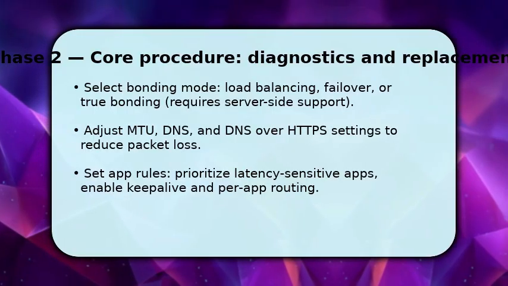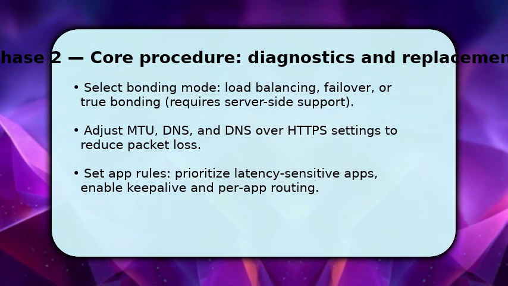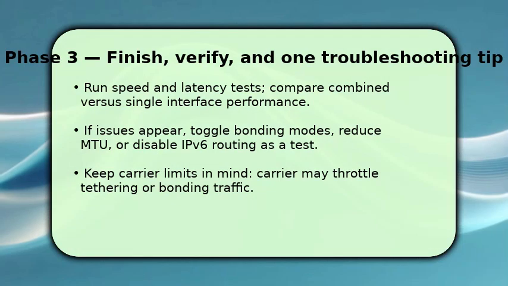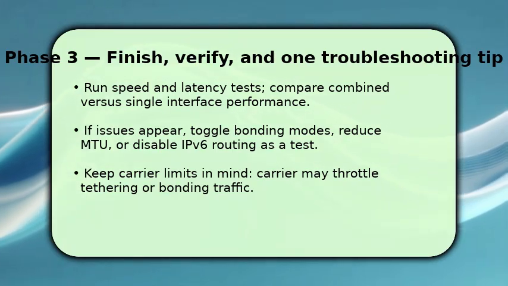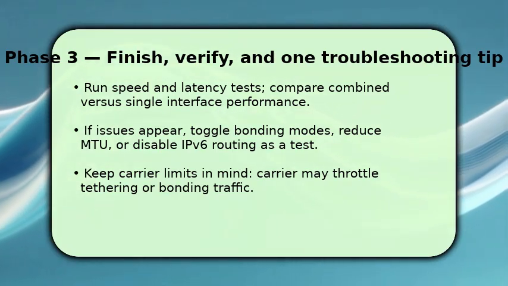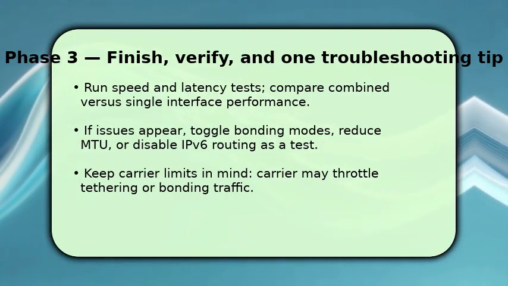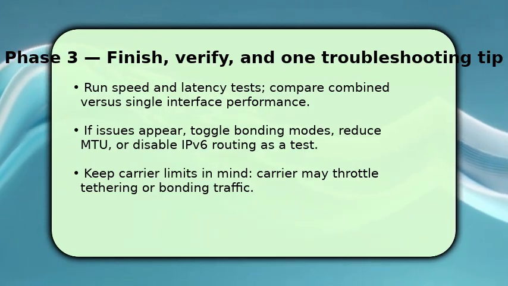Mark streaming and video for low jitter paths. Keep small control packets on the lowest latency link, and enable keep-alive. Finish by testing your combined connection with speed and latency tools, and compare results to each interface alone so you know it's working. If you experience reordering, slow upload, or disconnects, switch bonding modes, lower MTU, or temporarily disable IPv6 routing to isolate the problem.